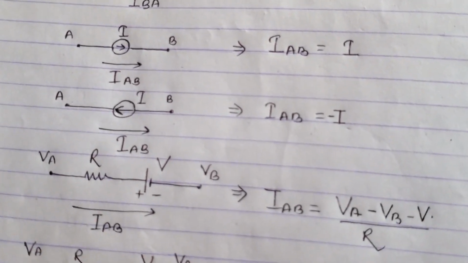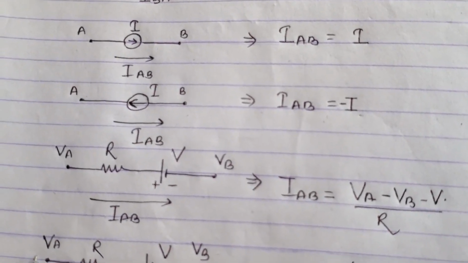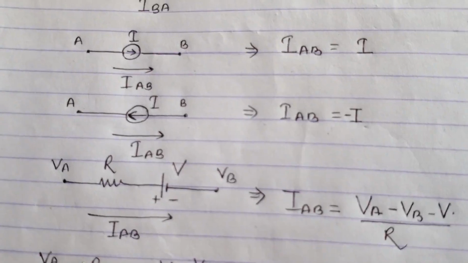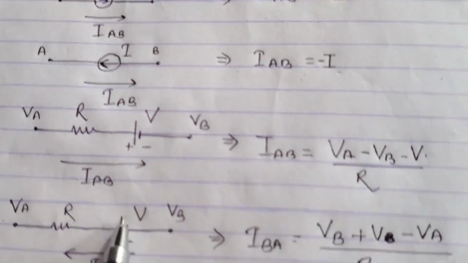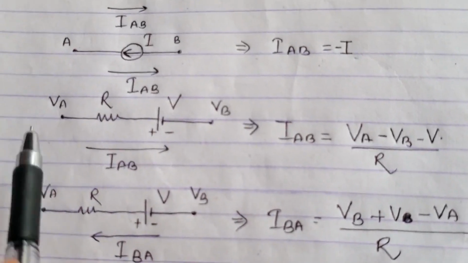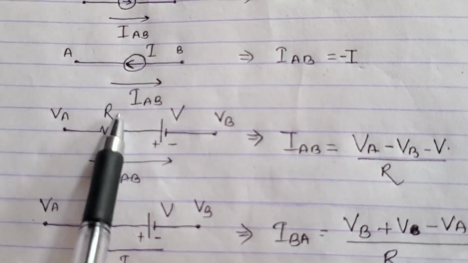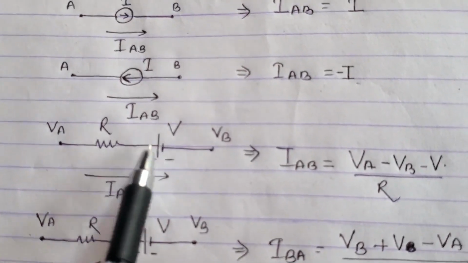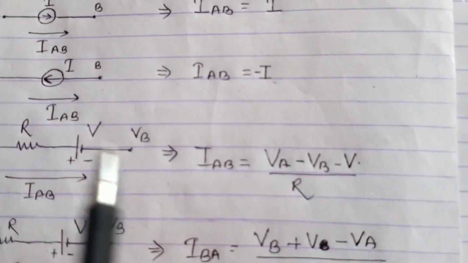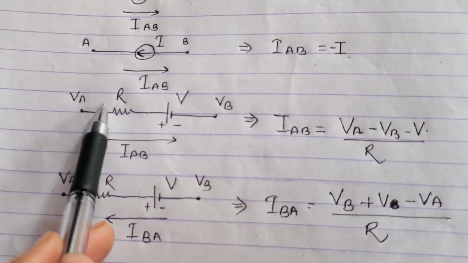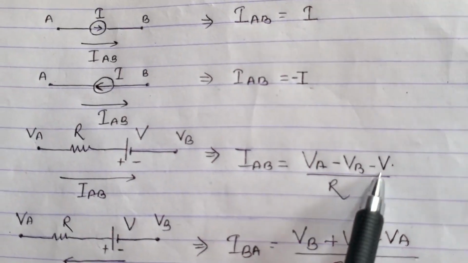After that, this type of branch, in which you will have a resistance along with a voltage source. If you assume the direction from A to B, all you need to do is take this potential minus this potential. Here we have done VA minus VB.